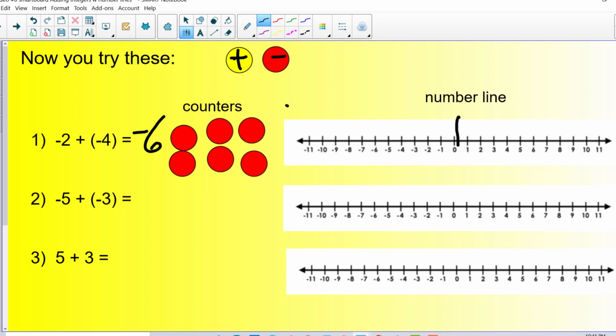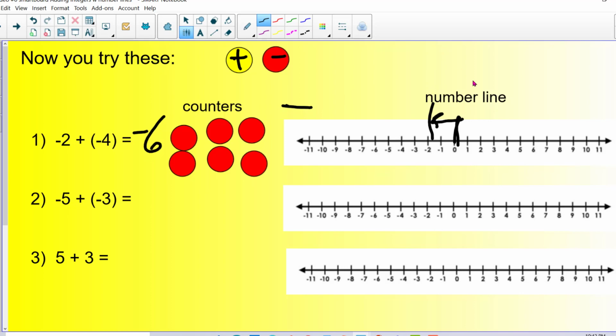So where do we start? 0. Where are we going to go first? To the -2, just like we started with 2 negatives with the counters, right? Here's -2. Now it says add -4. Where do we go when we add negatives? Towards the negatives, right? When you're adding negatives, you go towards the negatives. Starting from here at the -2, do I just go to -4?